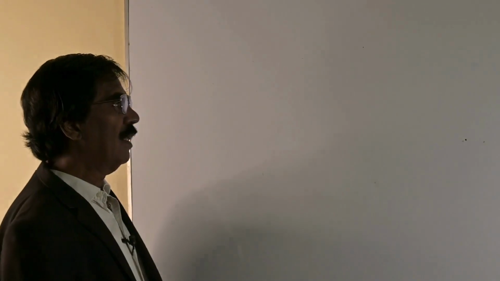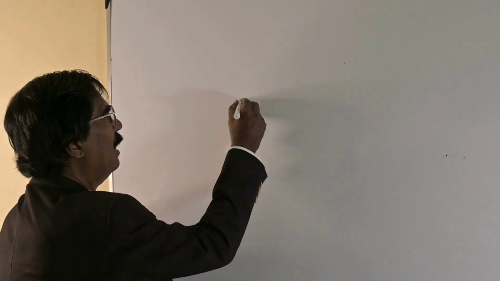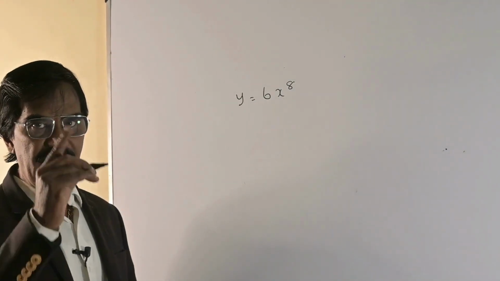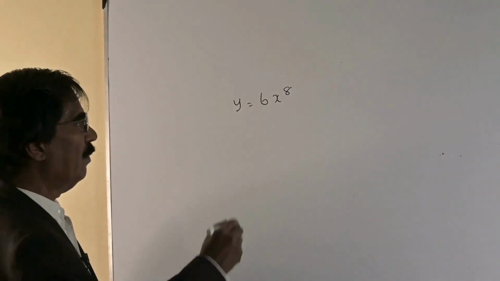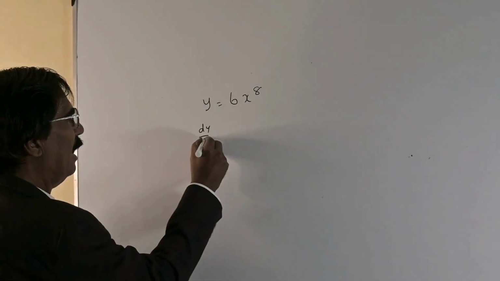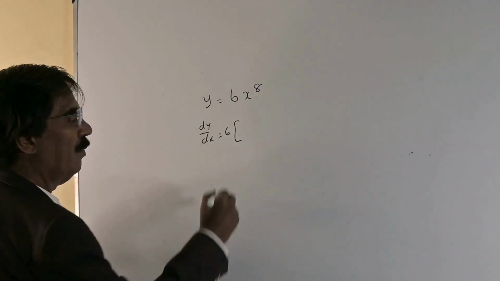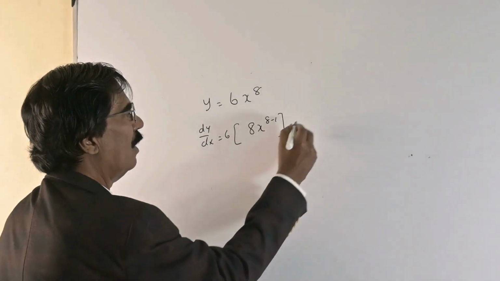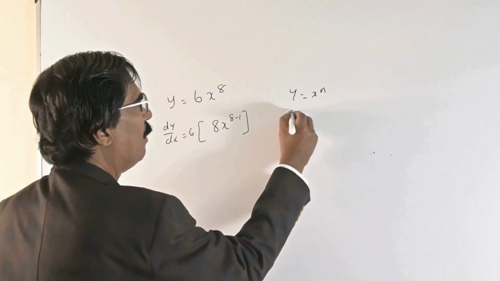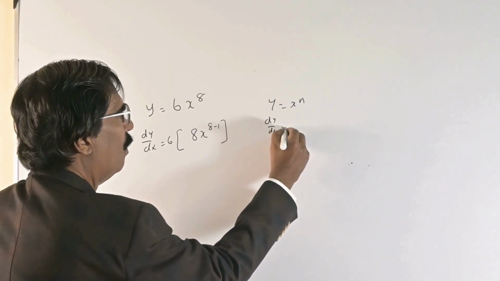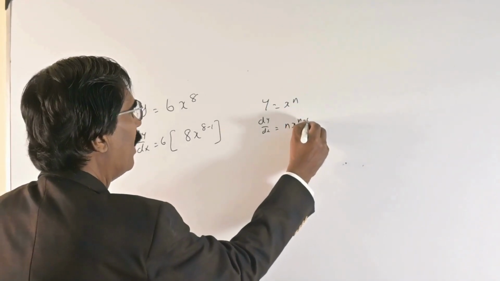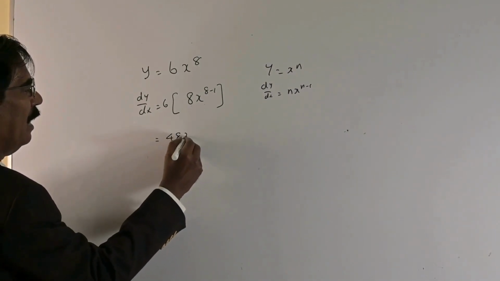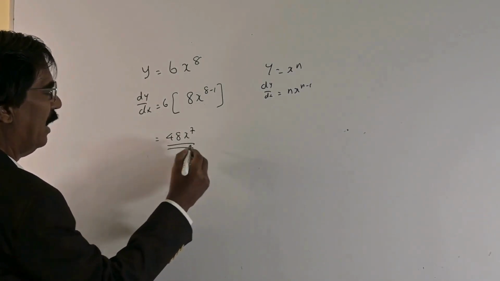For example, look, y is equal to 6x power 8. Take the first formula, y is equal to x power n. Look, dy by dx, keep the 6 out, use that formula, 8x to the power of 8 minus 1. Why? Y is equal to x power n, so dy by dx is n into x power n minus 1. This is n. 6 into 8, 48 x to the power of 7. That is dy by dx.